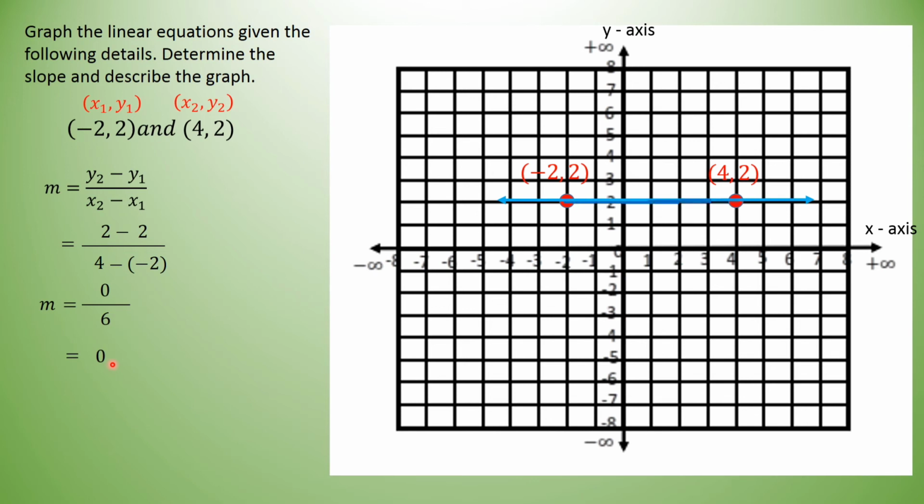Okay? So, kapag 0 ang slope natin, ang ating graph is a horizontal line. Okay? So, take a look at this line. As you can see, nakahiga ang ating line. So, it means that we have here a 0 slope.